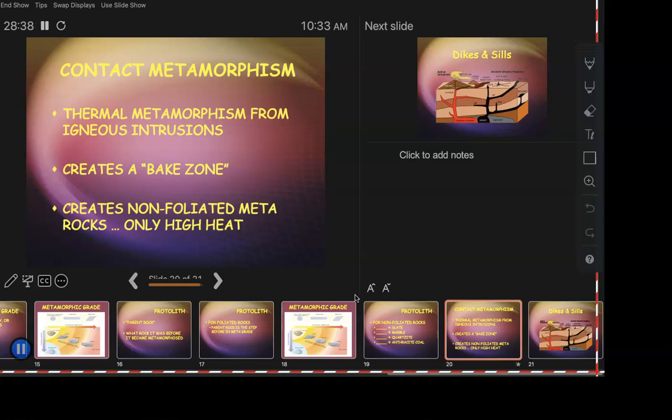So what we've been talking about, I didn't use the word, is sort of large-scale, or what they call regional metamorphism. Where a continent smashes into another continent. That's a big deal, okay?